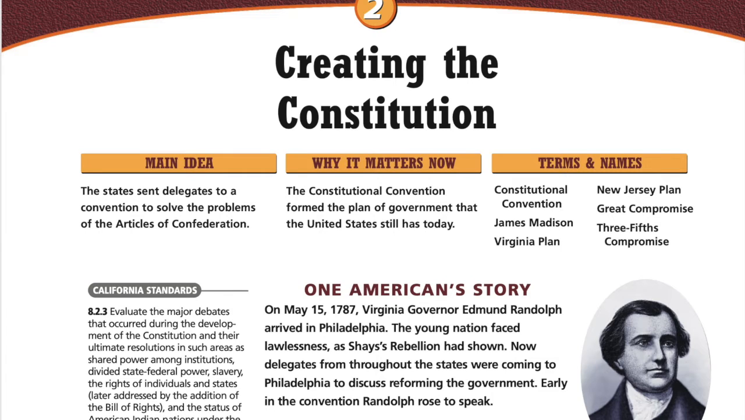Chapter 8, Lesson 2, Creating the Constitution. Main idea: The states sent delegates to a convention to solve the problems of the Articles of Confederation.